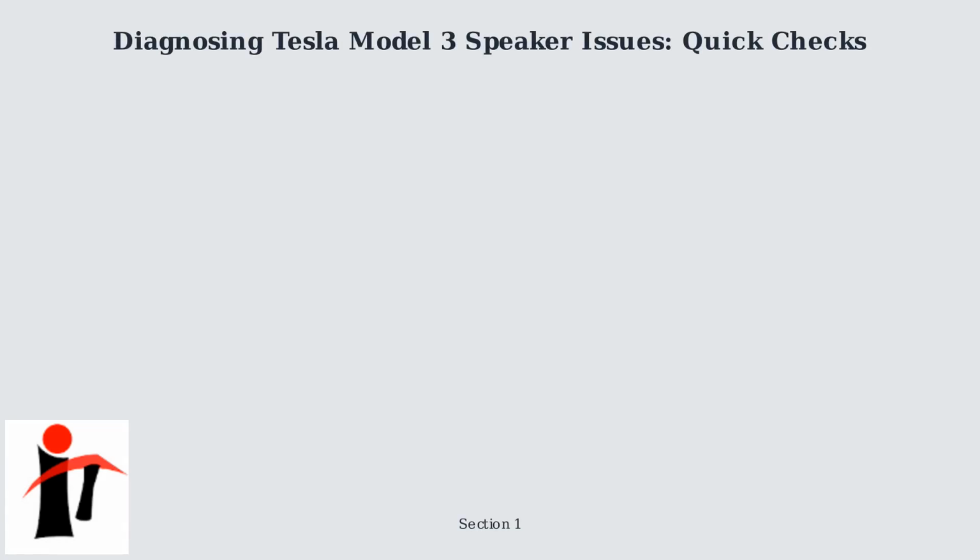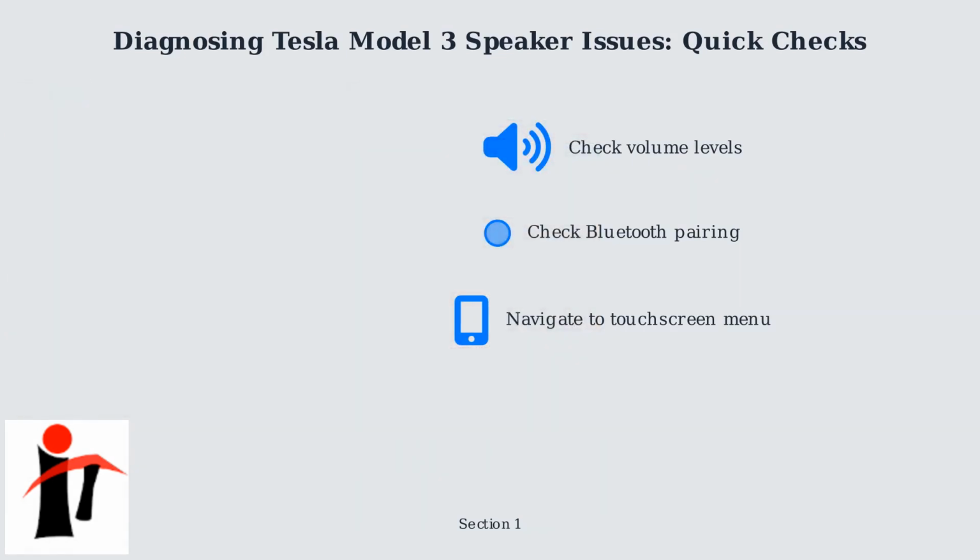Experiencing no sound, balance problems, or amp issues with your Tesla Model 3 door speakers? Let's quickly diagnose the problem. First, check the basics: volume levels and Bluetooth pairing. Navigate to Controls, Service, Software on your touchscreen to look for error codes.